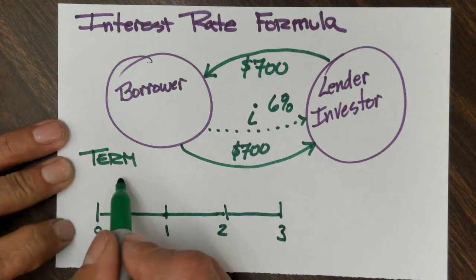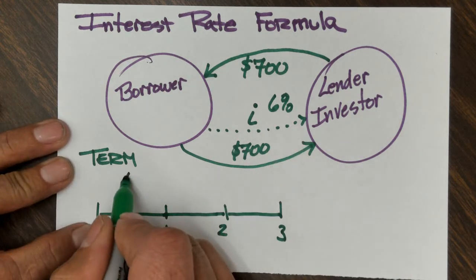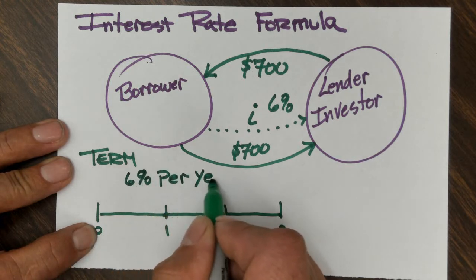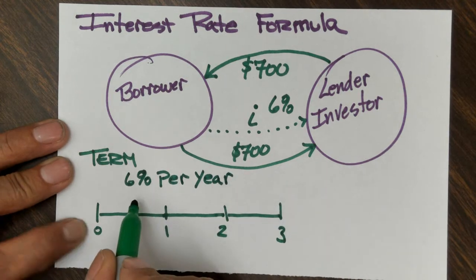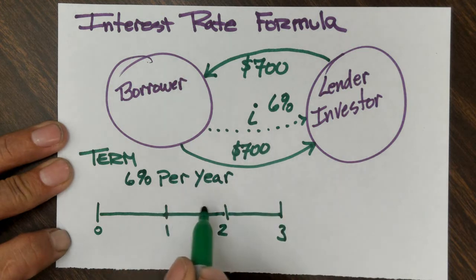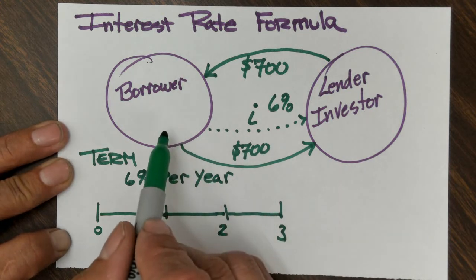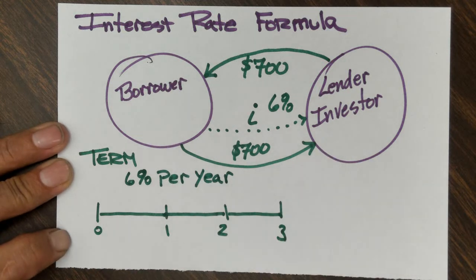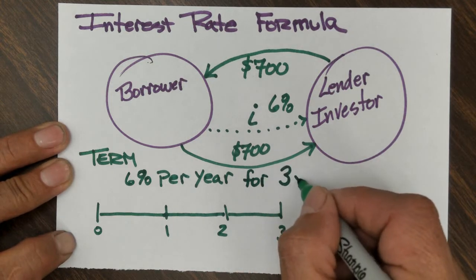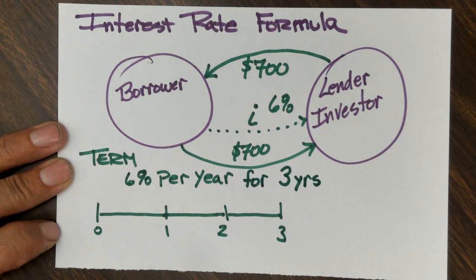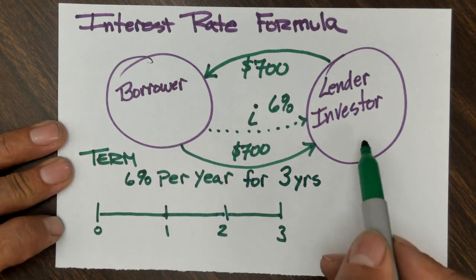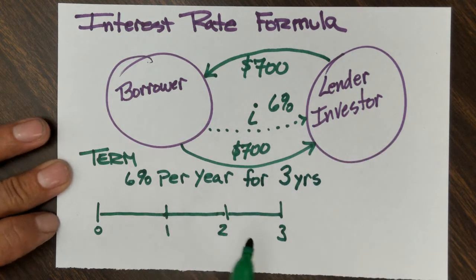Well, the interest will be calculated per year, and this is where the per and for come into play. So our term for this loan will be 6% per year. That means that every year 6% of the $700 is added to the amount of money the borrower owes the lender or investor for 3 years. So the borrower has 3 years to pay that off, and then more than likely they have come up with an agreement where they pay a little every month.